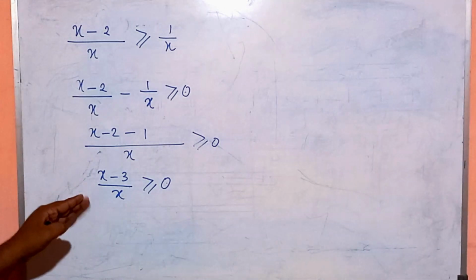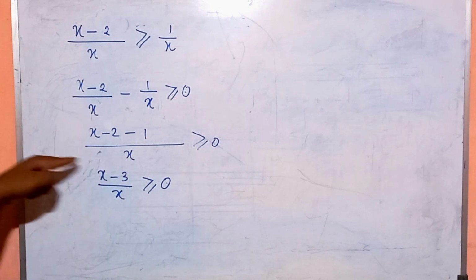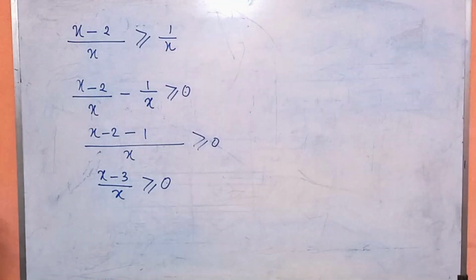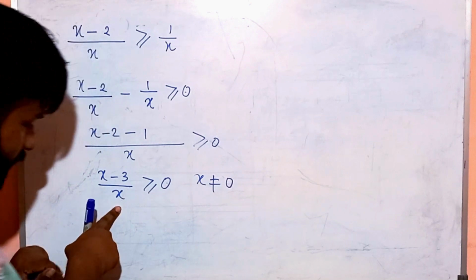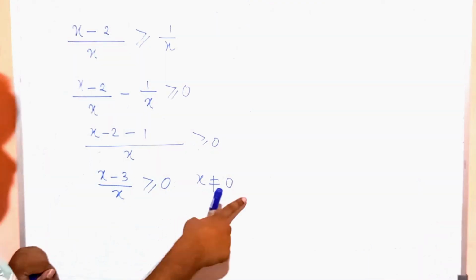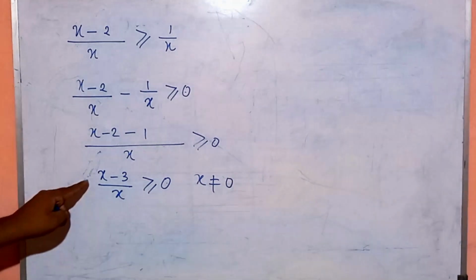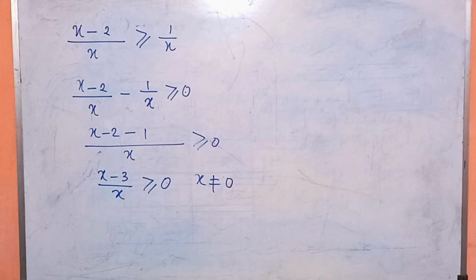So here you can see that this particular algebraic fraction has to be greater than or equal to 0. Always remember, in a fraction, the denominator should not be equal to 0. The denominator here is x, so x cannot be equal to 0. Always keep in mind. So how can we solve this one? X minus 3 over x is greater than or equal to 0. You have to solve this inequality.